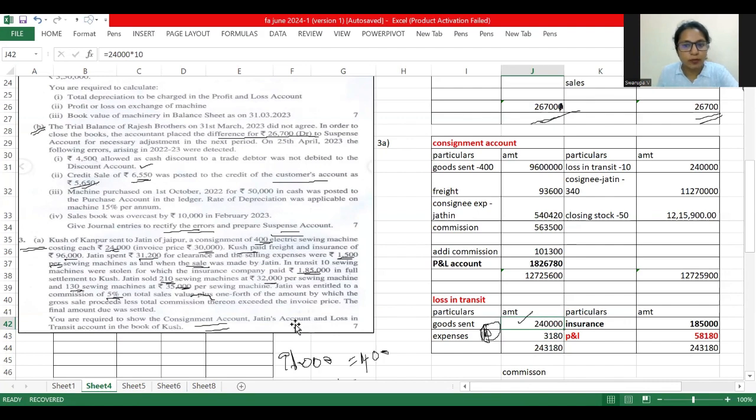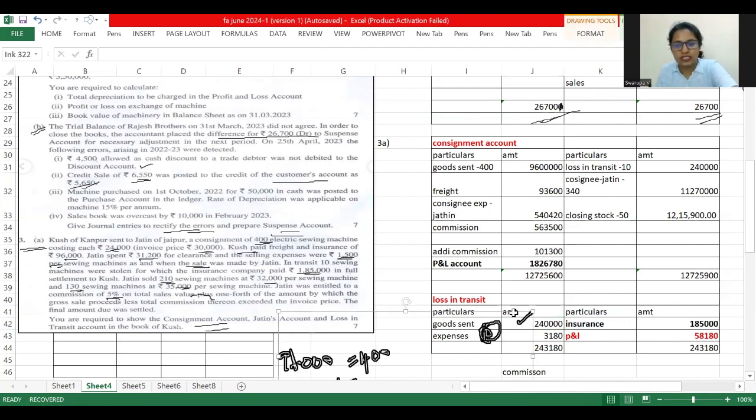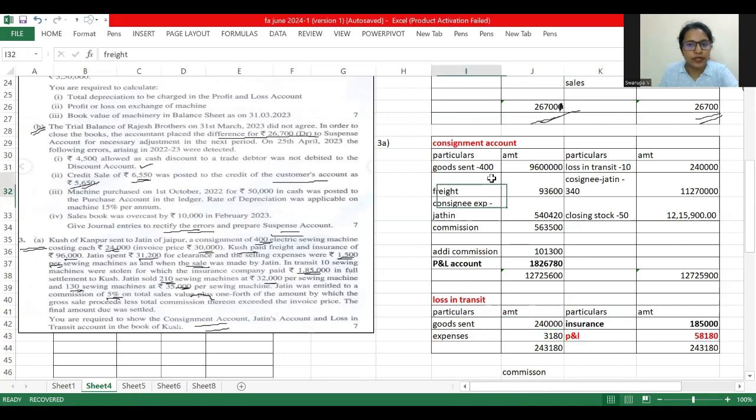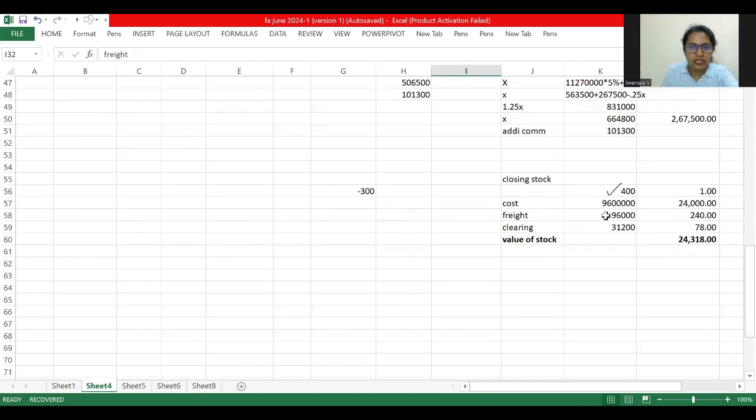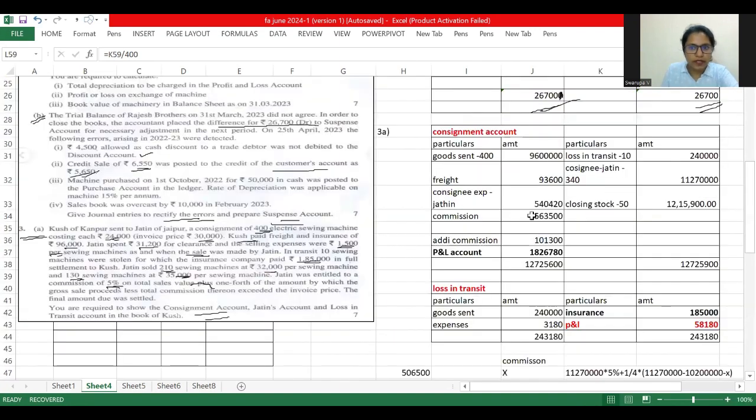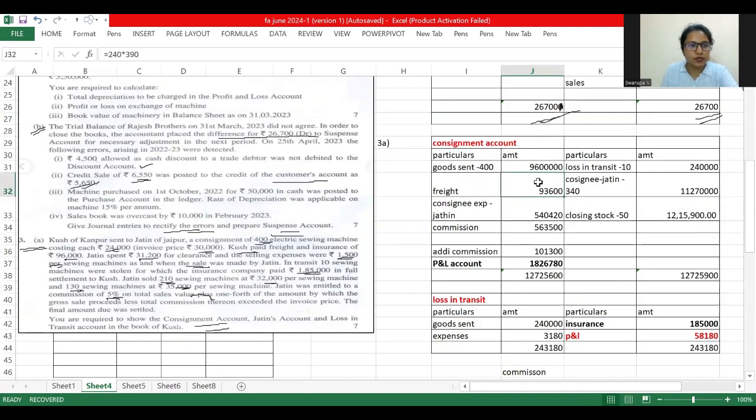Okay, but now we need to bifurcate into 390 units and 10 units. 10 units, which is loss in transit, and the balance will go into the consignment account. So we need to calculate what the 96,000 is for 400 units. So 96,000 by 400. 31,200 is for 400 units. So 31,200 by 400. That gives you the per unit cost. Now the per unit cost into 390 gives you the freight, and here that amount into 10.